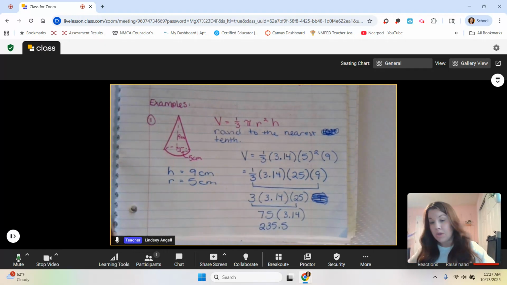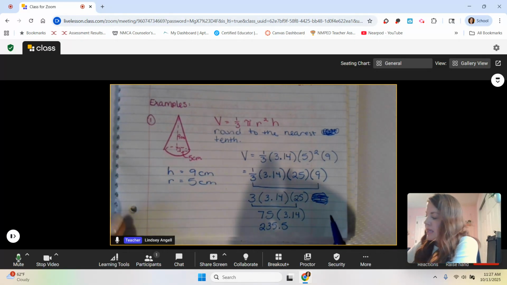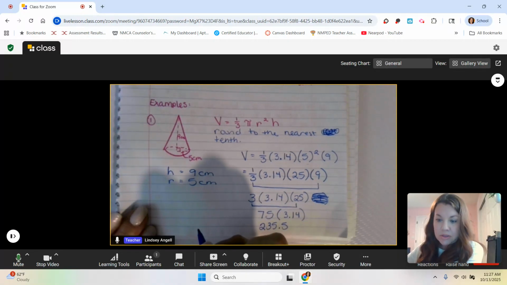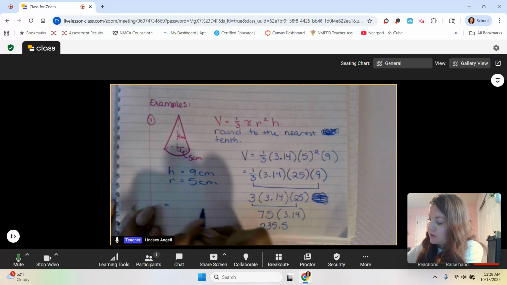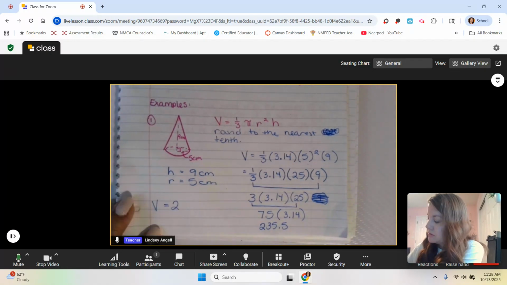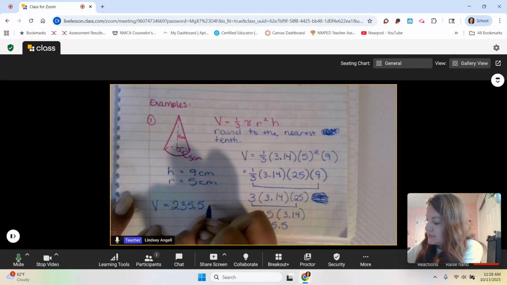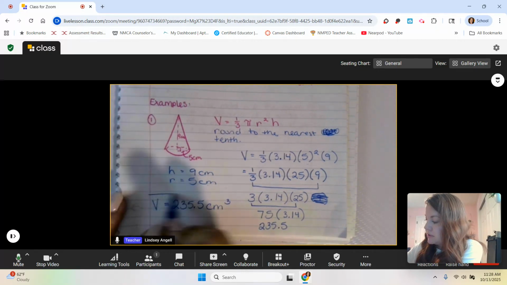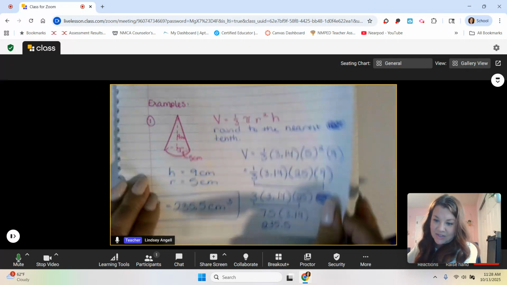Now, when it comes to volume, your units are going to be cubed, because they have a length, a width, and a height. Those are 3 different aspects, and so they're always cubed. That's a 3-dimensional attribute. So in this case, the final answer, volume, would be equal to 235.5, and they were centimeters cubed. That would be your final answer. Okay? Let's try 2 more.